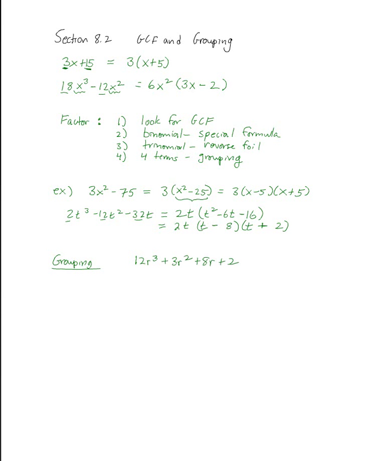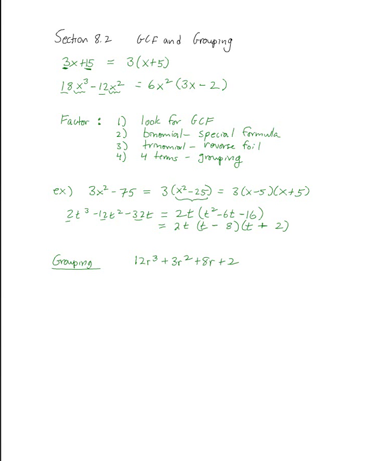Okay, I still always look for the greatest common factor, but this time I notice my numbers. I got a 12, a 3, an 8, and a 2. There's nothing that 12, 3, 8, and 2 have in common other than the number 1. So that doesn't help a whole lot. Then I look at my letters. I've got an r cubed, an r squared, and r, but then down on the end there's no r down there. So I don't have any number in common. I also don't have any letter in common. So there's no common factor I can pull out.